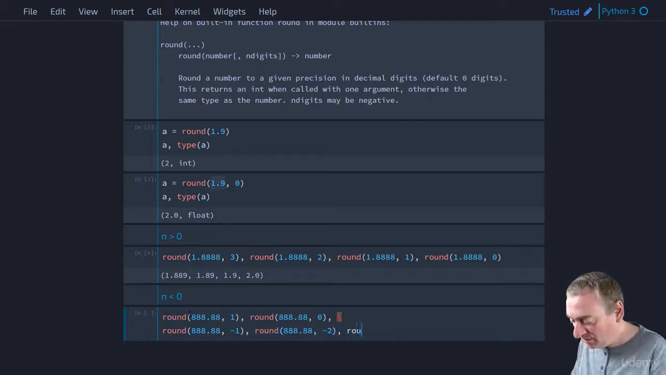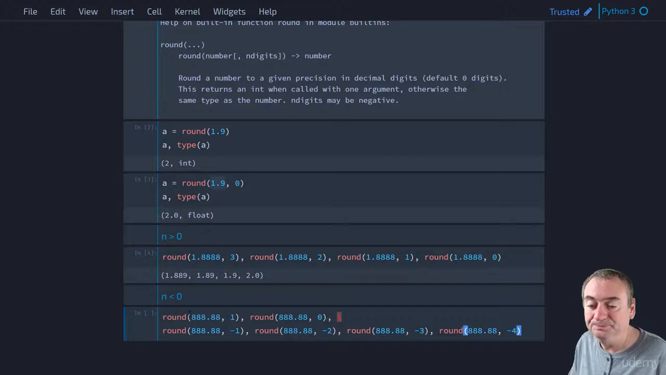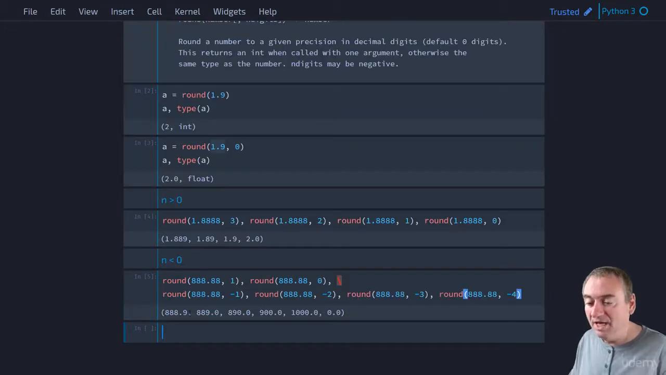Negative 2, round 888.88. Negative 3. And for good measure, we'll throw in 888.88 negative 4. Okay? And we'll see what happens. All right. So, 888.9. Right? That's because it was 1 after the decimal point. 0, 888.88, right? It just rounded to the closest multiple of 10 to the 0, which is 1, so the closest integer.